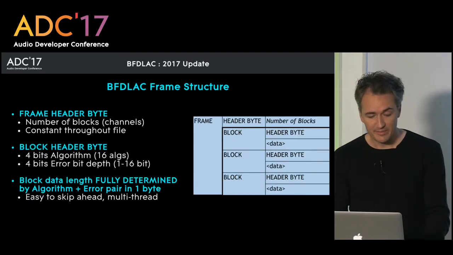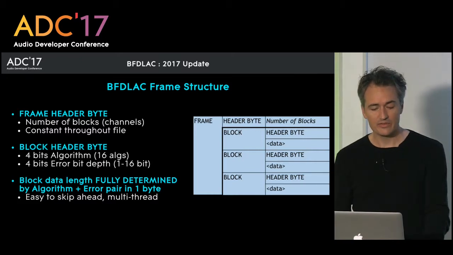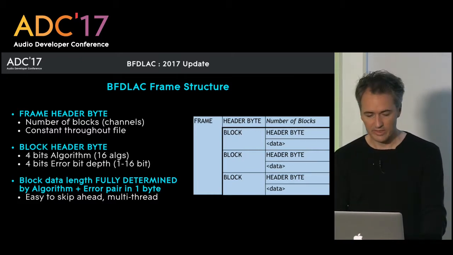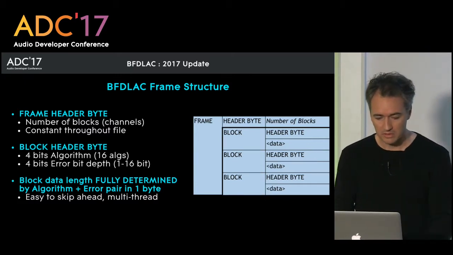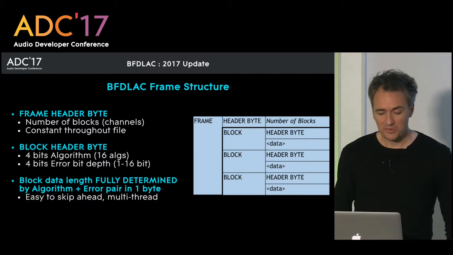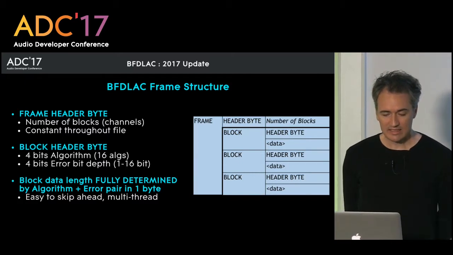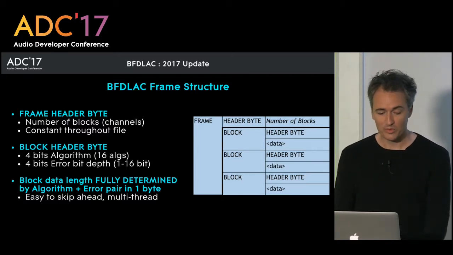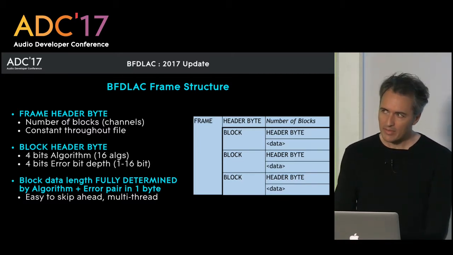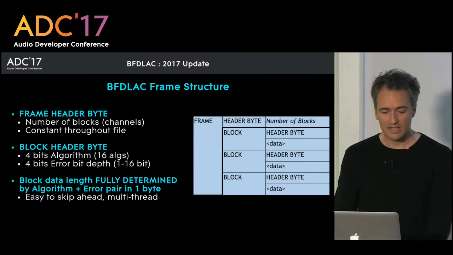Within a frame, we have a frame header byte, which says how many channels are in the frame, and that's constant throughout the file, and we can use that for debugging. So if we hit a frame channel count that we don't expect, it's like, oh dear, something's gone wrong. The most important byte in the block is the one-byte header, which encodes two very important things: which one of the 16 sub-algorithms we use in BFDLAC to encode just that one block of data coming up, and the all-important how many error bits we are also going to encode.